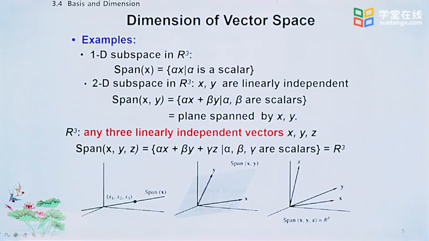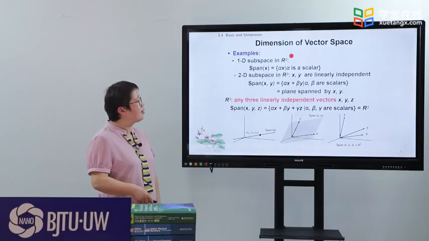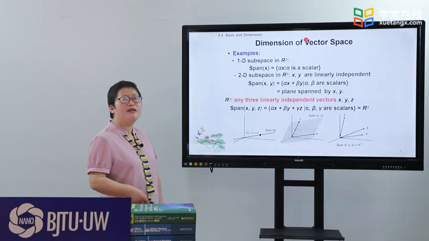Okay. Now we see some examples of the dimension of vector spaces. Take a one-dimensional subspace in R3: the dimension of the vectors is 3. However, the dimension of the subspace is only 1. So the span of X equals alpha times X, where alpha can be any scalar. So this subspace is only dimension 1, a one-dimensional subspace. However, the vectors here are 3-dimensional.